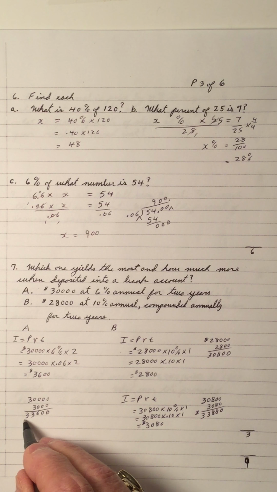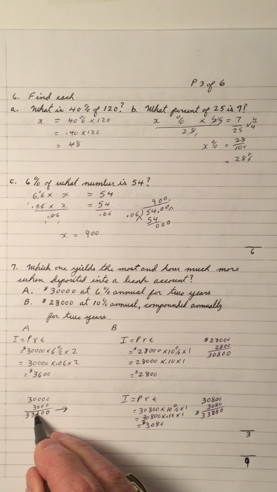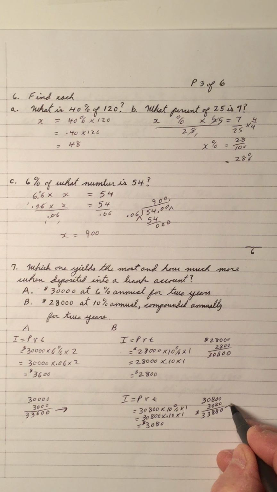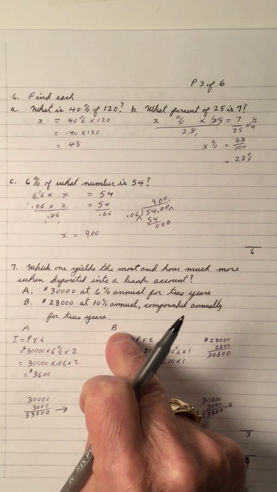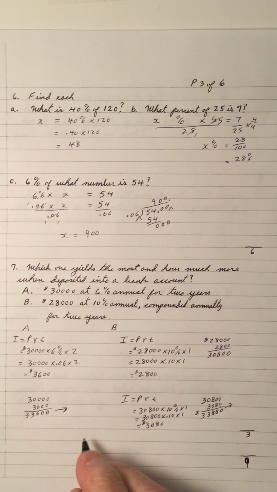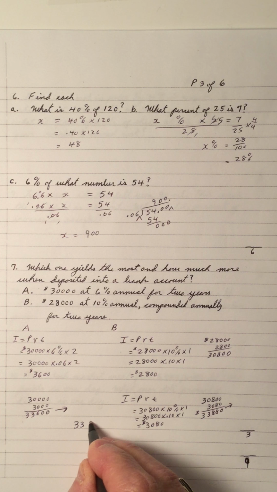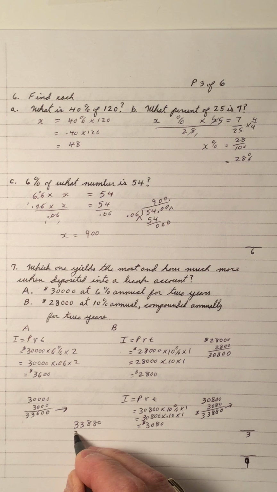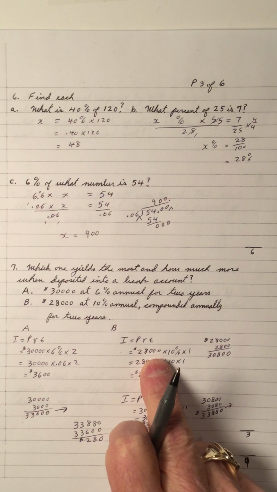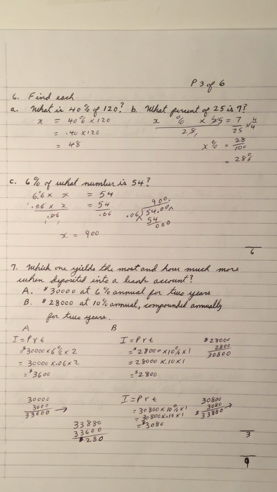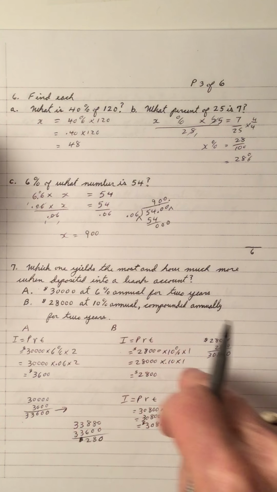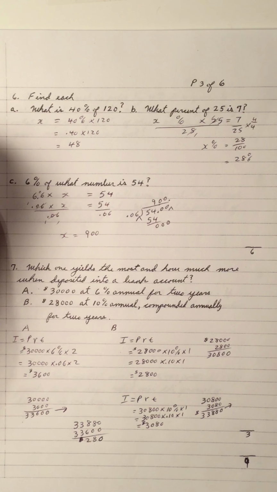So when I did simple interest, I got this amount. When I did compound interest, I got that amount. So the more money is going to be made by B. And so if you take 33,880 and subtract 33,600, you get 280. So B gives you more interest, and it gives you $280 more. And if you work that out, you got it right, put a 3 there and total it up.